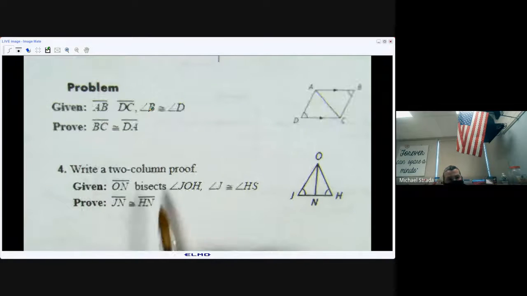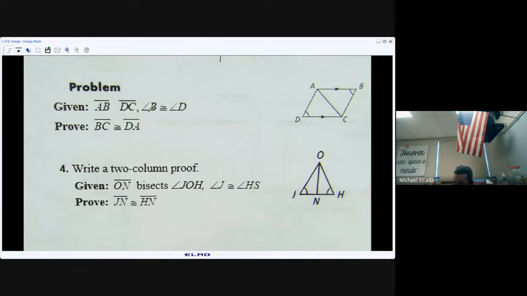Again, it says to write a 2-column proof, but you can write it in any format you like.